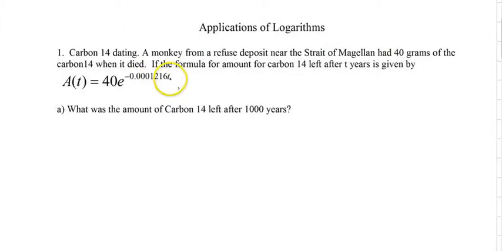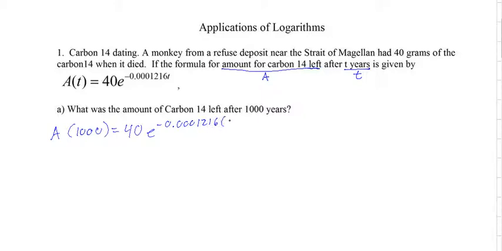So we have T years, and you have A, which is the amount. So if we're given the amount of carbon-14, we use it for A. If we're given the years, that's our T. So our first one is, what was the amount of carbon-14? So we're looking for our A after 1,000 years. So all we have to do is plug it in. And our years is 1,000.